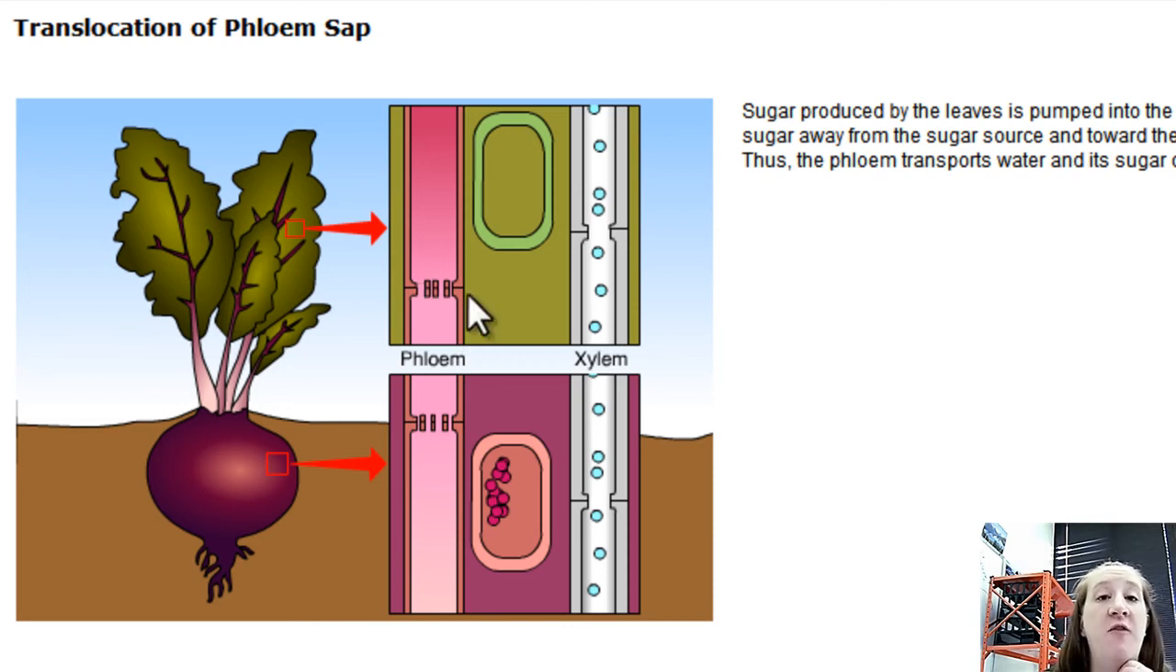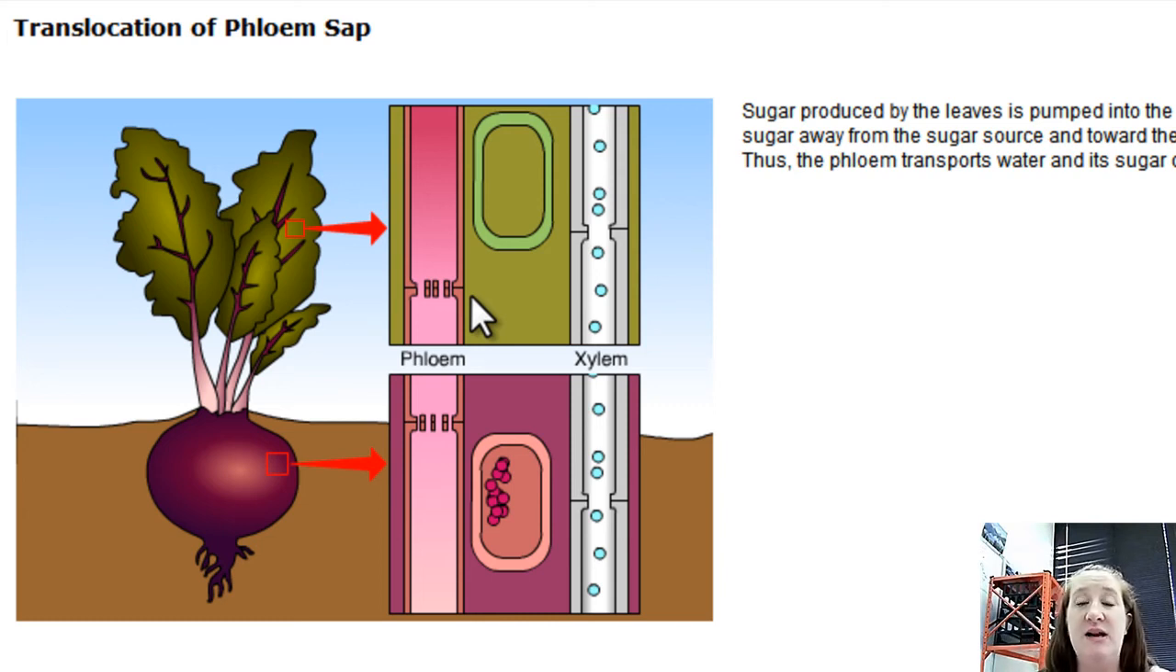Now remember, phloem cells have those sieve tube plates, the plates in between them, which are like a big plate with a bunch of holes in it. That restricts the easy movement through the phloem. It's not like the xylem where it's just a big, huge open straw.